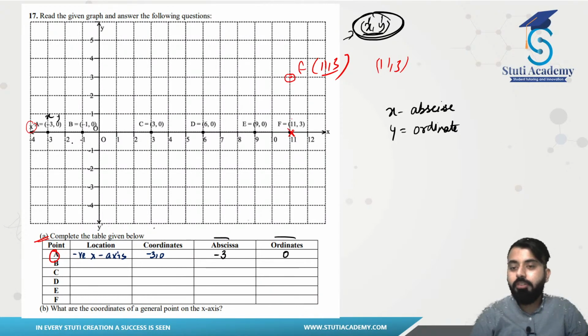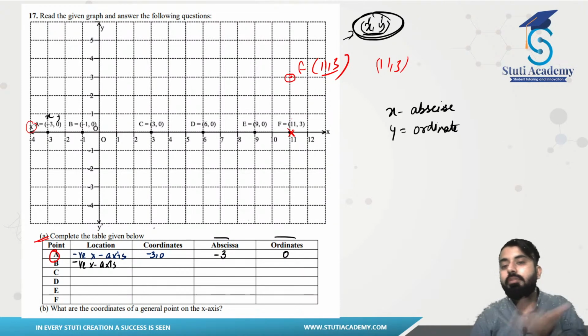Then we have to focus on our B. Now guys, see, B is again on the negative side, negative x, and its coordinates are negative 1 comma 0. So location is again negative x-axis, or you can write it like this: 1 unit on the left hand side of 0, or your origin. So that will be the point here. So negative x-axis, coordinates are minus 1 comma 0. Then abscissa will be negative 1, and ordinate will be 0.